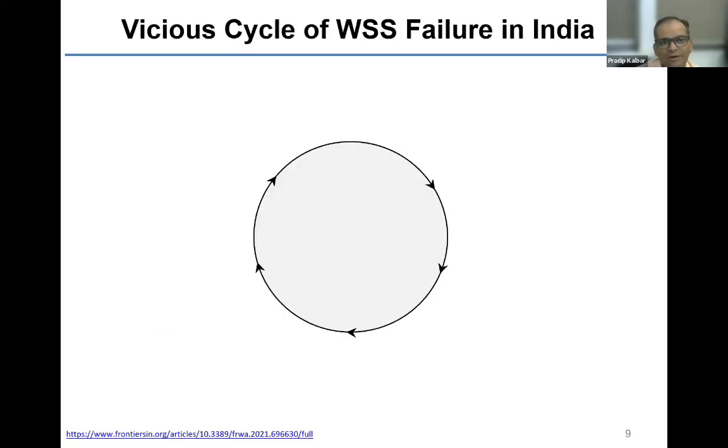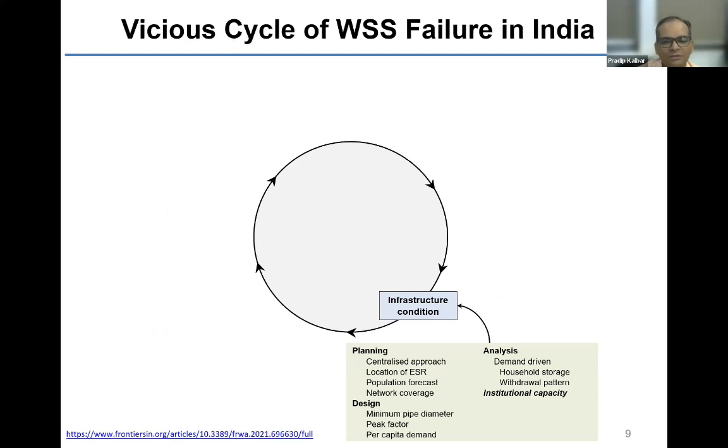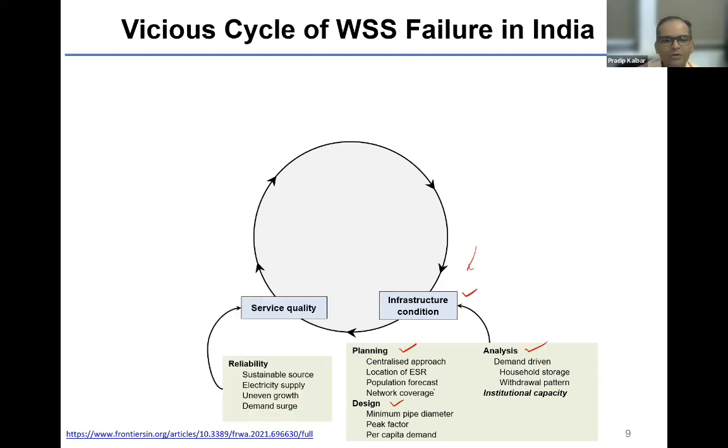So what has happened is we are trapped in a vicious cycle of water supply. That means you start from any point like this, and you will reach back to this again, and we'll see how. Because our planning is not correct. Our designs have tremendous issues, and our analysis methods are not correct. That leads to poor service quality. What is poor service quality? That means supply hours are reduced, we have low pressure, we have inequitable distribution. So there are issues with the reliability of the system.